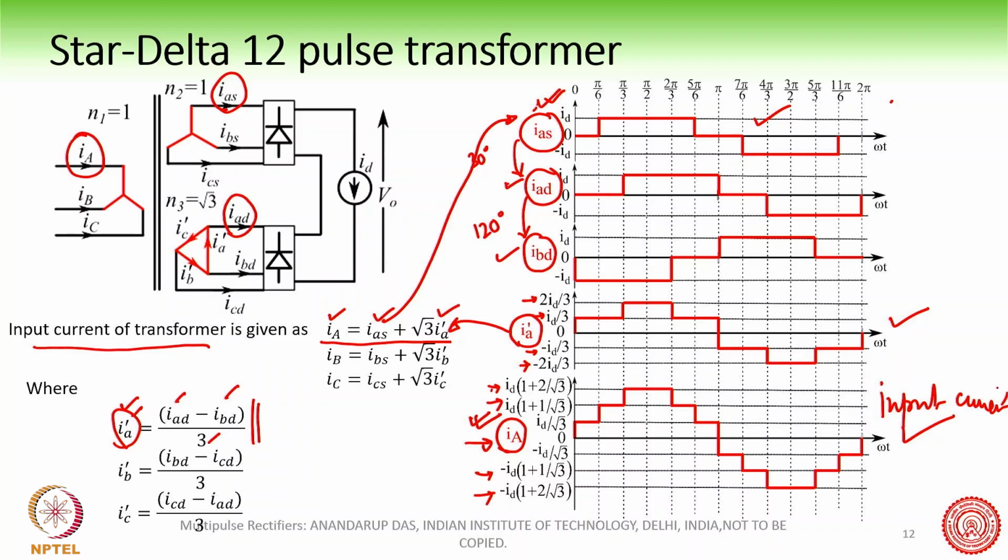Now the waveform has completely changed, and therefore we will now analyze the harmonic content of this waveform: what are the different magnitudes of the harmonics, and which harmonics are present. Okay, let us do this.